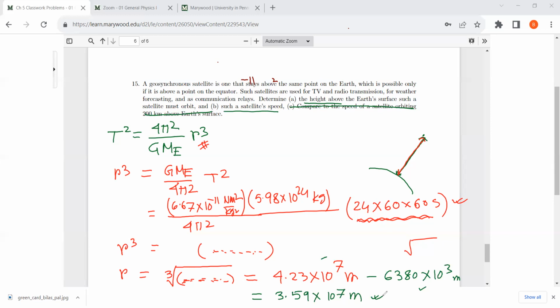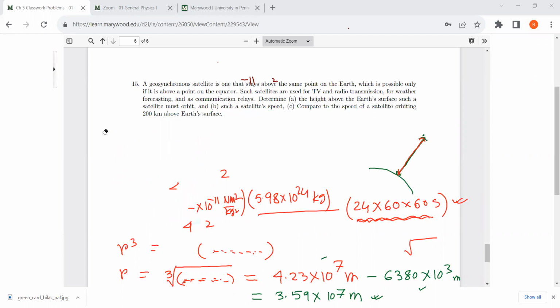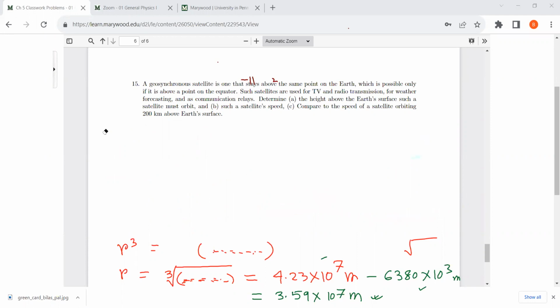All right, the last problem in this chapter asks what is the speed. We know the time period, we know the radius. Now we have to calculate the speed. The speed of a geosynchronous or any satellite is easy to calculate because we know that the orbit equals 2 pi r divided by the time period.